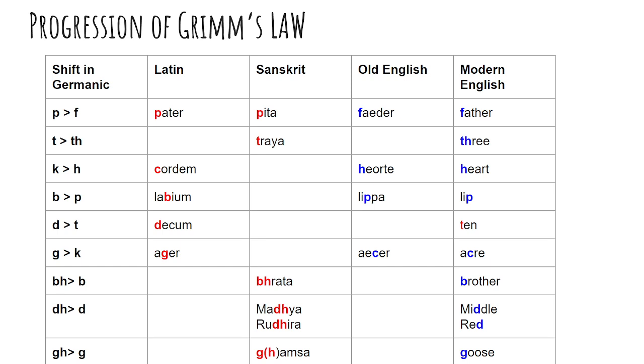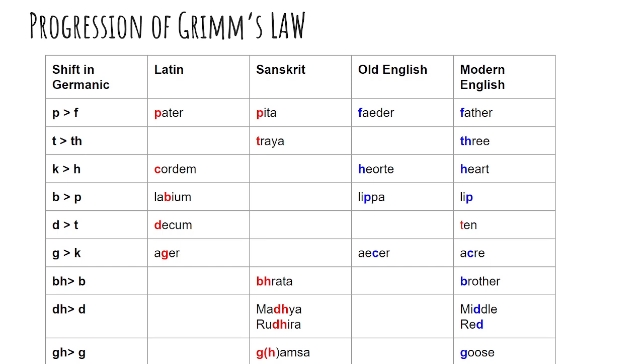The voiceless stop consonant p has become voiceless fricative f. The Latin word pater and the Sanskrit variant pita gets transformed into Old English father and Modern English father. So we see that the sound p becomes f.